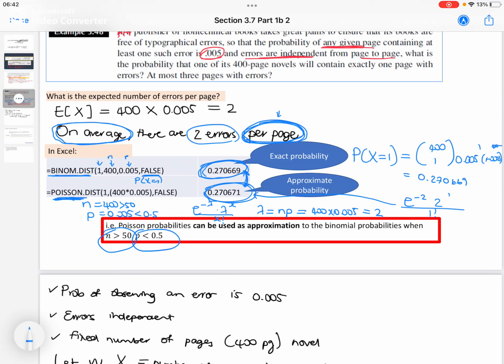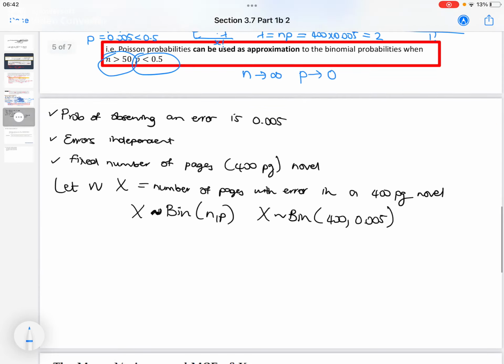And so we see that the Poisson distribution can be seen as the limit. Why the word limit? Limit because we're looking at this case where n tends to infinity and p tends to 0. So the Poisson distribution can be used to approximate the probabilities of the binomial distribution and vice versa, provided that n is greater than 50 and p, probability of success, is less than 0.5. Right? The probability of observing some rare event should be a small probability.